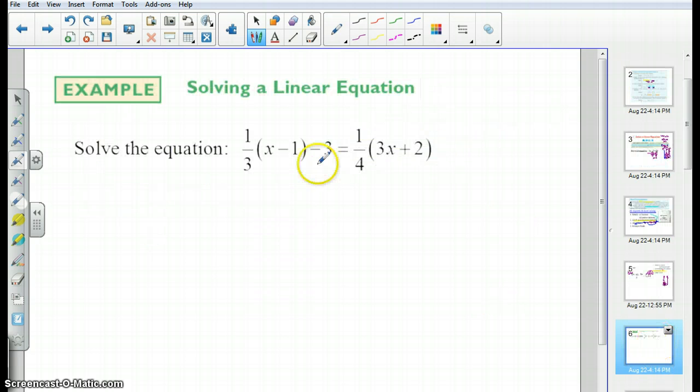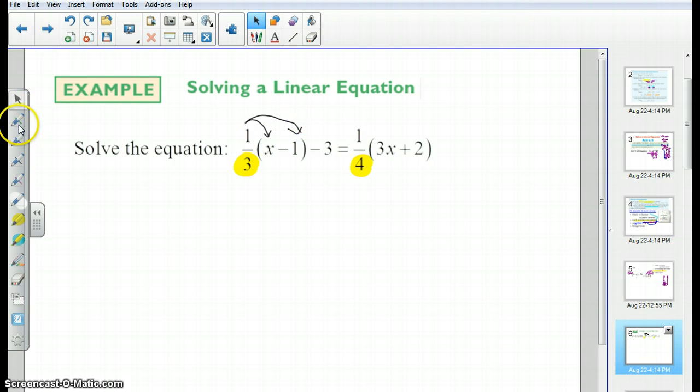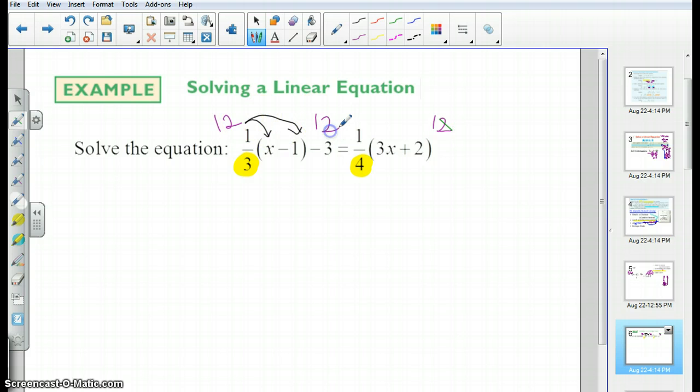For this one, I would recommend clearing the denominator. It looks like the common denominator here is 12. Some of you are going to try to do this the hard way and just take 1/3 and start distributing. And again, I wouldn't recommend doing that when you're solving. I would recommend trying to undo. So I'm going to undo these fractions by multiplying both sides by 12. Then I'm going to distribute this 12 to every term. And I'd like to point out too that there are 2 terms on the left side of the equation.